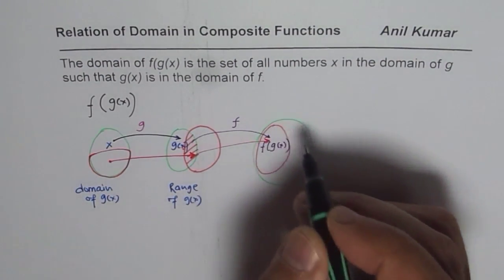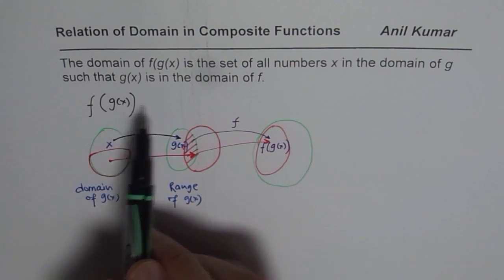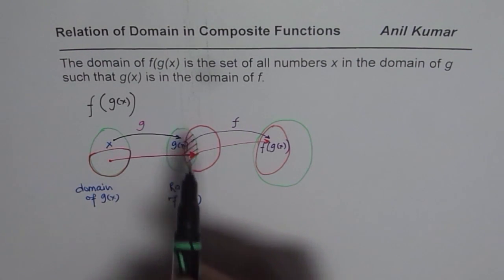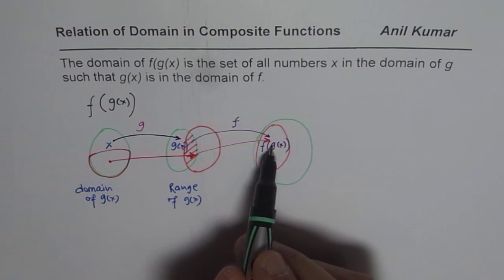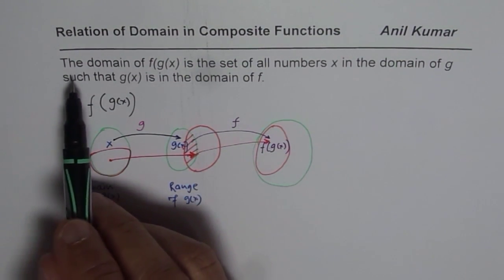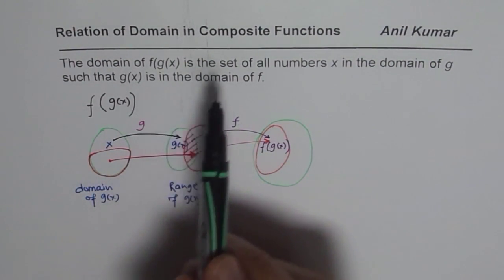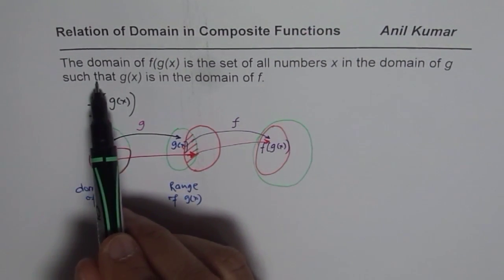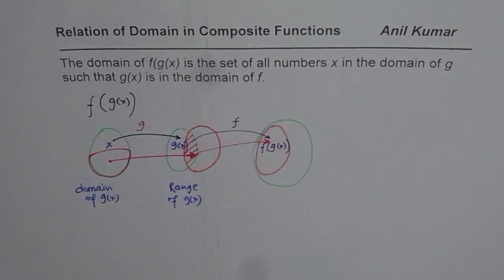Do you understand? But when we talk about f of g of x, what we are looking for are the inputs to g of x which can give us the outputs which are relevant inputs for f of x, right? So we get our definition here. It says the domain of f of g of x is the set of all numbers x in the domain of g such that g of x is in the domain of f, right? I hope with this you can understand what we're trying to say.